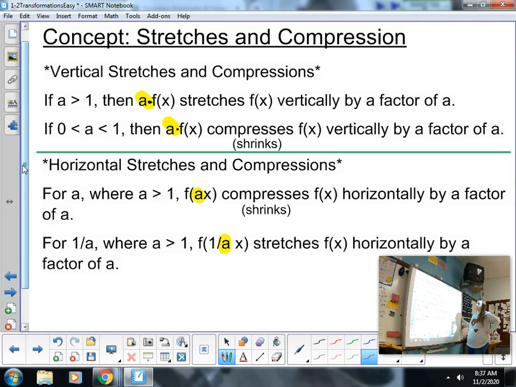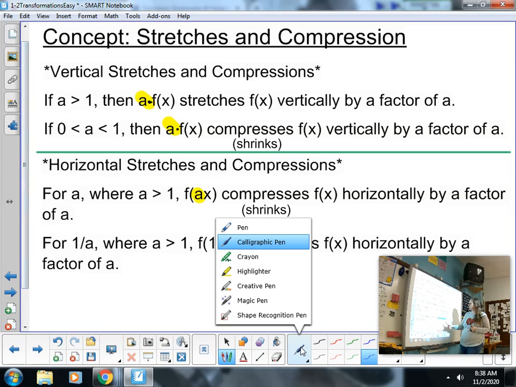So on the top here, we have vertical stretches and compressions. On the bottom, we have horizontal. For vertical, your A's are always going to be on the outside. So it's going to be some number times the function. If that number is a whole number, which is the top, that's A is bigger than 1, then it is going to be a vertical stretch. If that number is a fraction, it is going to be a vertical compression.